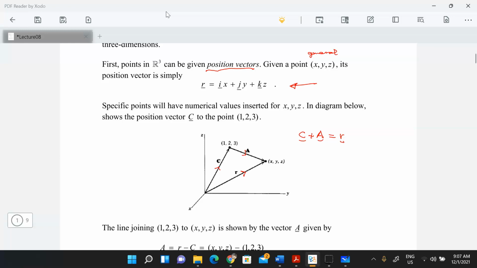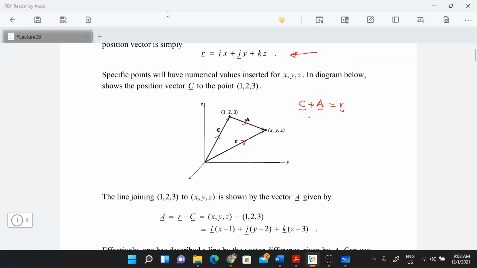Or alternatively, since usually what one does is to have your r to be unknown, one writes this in a different way. Oh, sorry. What I'm trying to say here is essentially one can identify what this vector a is. Vector a here is simply the vector r minus c.